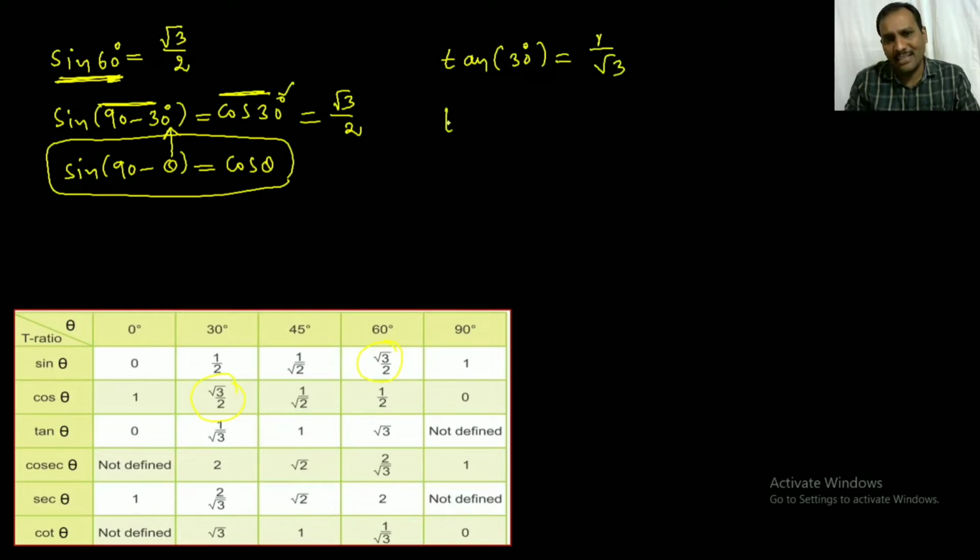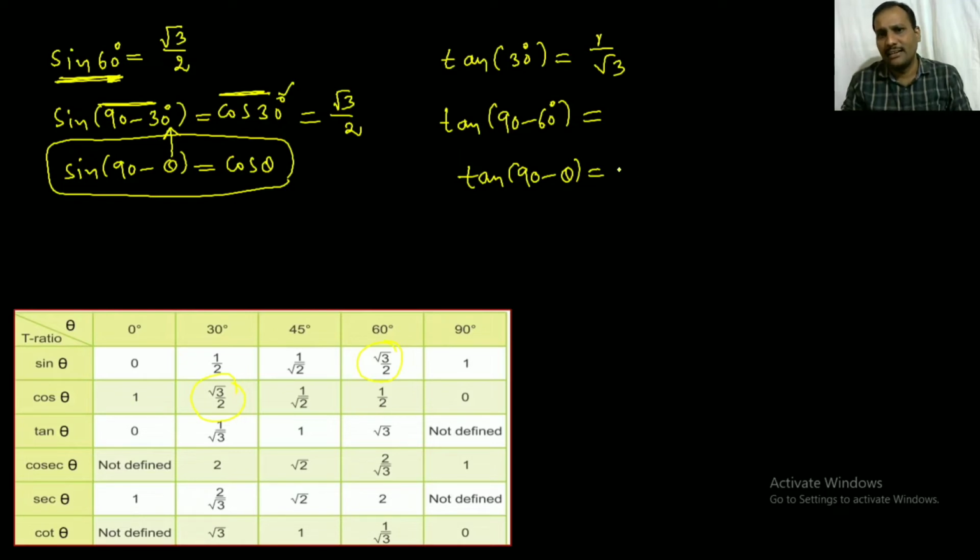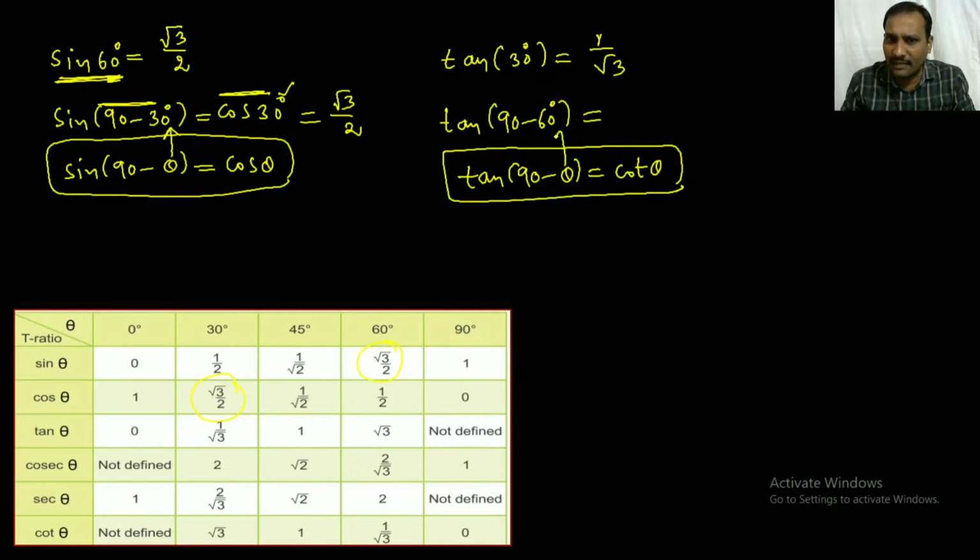Can I write this 30 as 90 minus 60? Yes. Now, can I say that it is in the form of tan 90 minus theta? What is tan 90 minus theta? It is cot theta. Tan 90 minus theta is cot theta. Now, in place of theta, we have 60. So, tan 90 minus 60 can be written as cot 60.